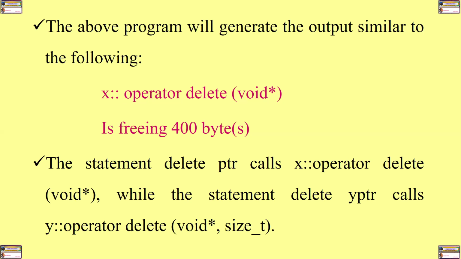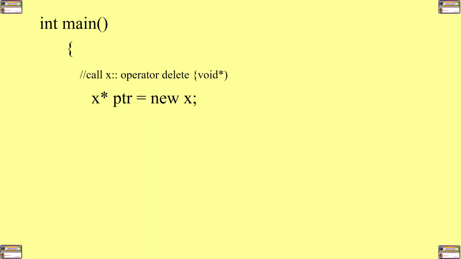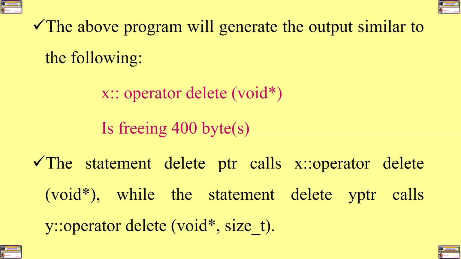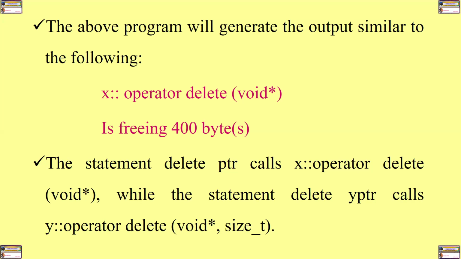The statement delete pointer calls the operator delete, of course, which is a function of type void, that is not expected to return any value, receiving a pointer, and its scope is X. So the statement delete pointer calls operator delete, whose scope is X, while the statement delete Y pointer, this one, calls operator delete, whose scope is class Y.